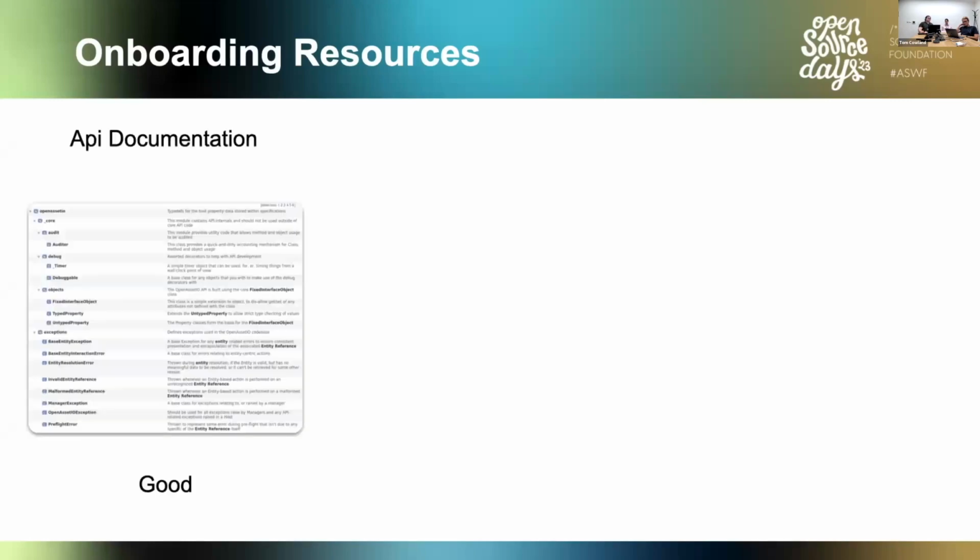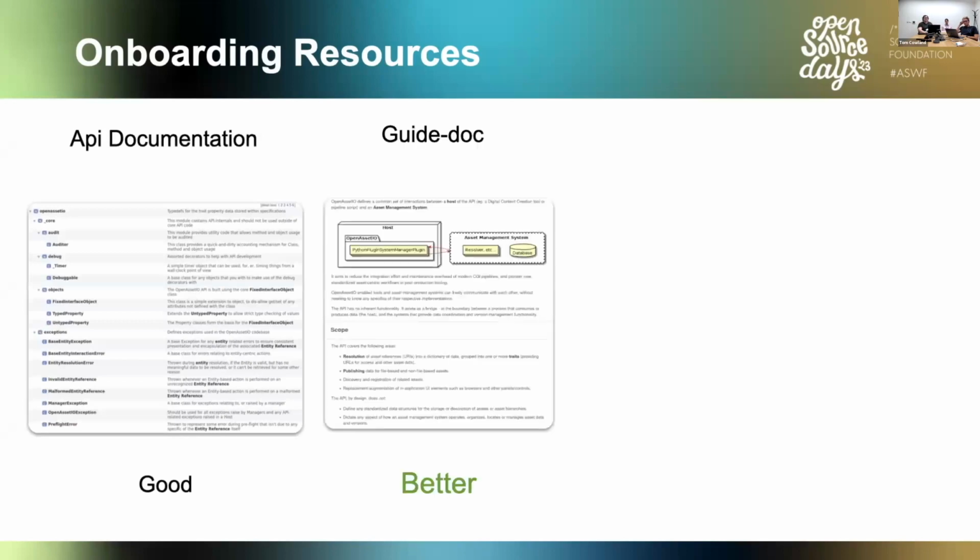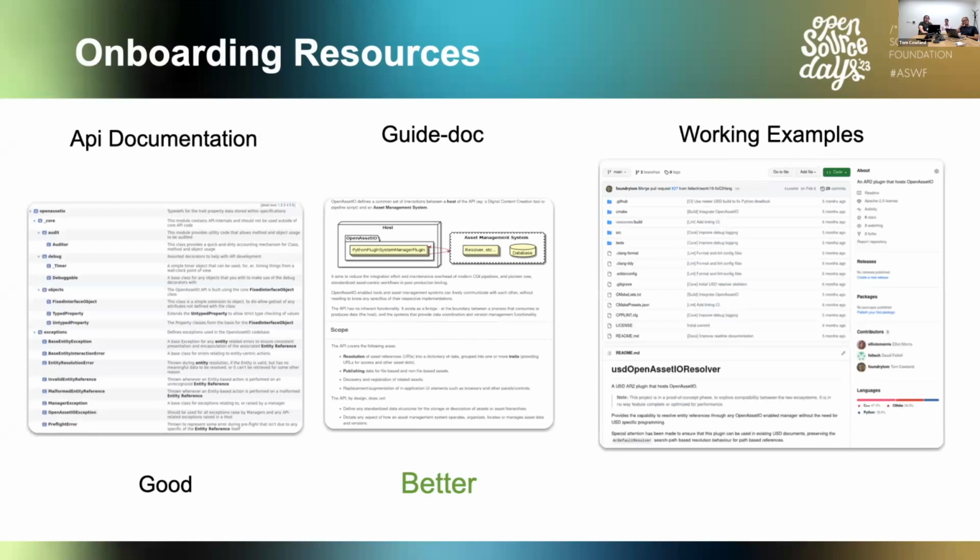There's API docs, which are good. We have great API docs, but they're a little bit impregnable. There's a guide doc, like conceptual paragraphs in English, like here's what OpenAssetIO is, here's how it works. We've got great guide doc as well, and this is better. But what people really want, and they always say, give me this, is working examples, and these are absolutely fabulous.